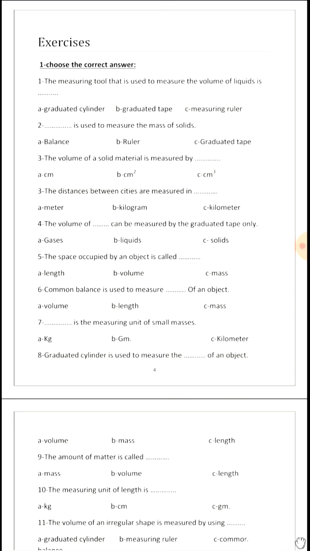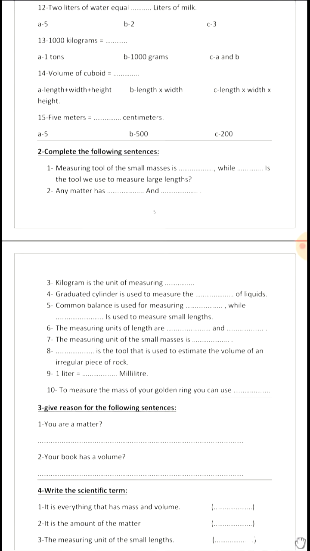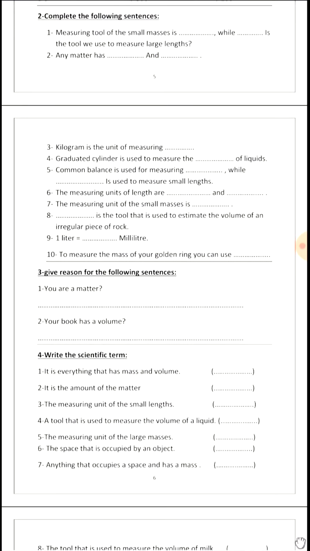Number 8. Graduated cylinder is used to measure the volume of an object. Graduated cylinder. Excellent. I can use graduated cylinder to measure the volume of an object. Okay. Number 2. Complete the following sentences.